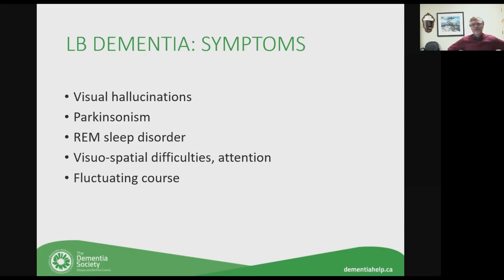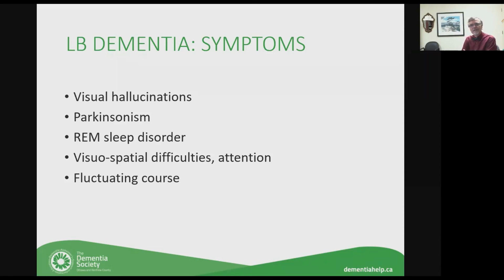REM sleep disorder. Normally when we dream, the body has a protection mechanism that turns off all physical motor activity. So when we dream, we actually don't move our arms and legs, because if we did, we'd be hurting ourselves or others, and that wouldn't be a good thing. Unfortunately, in REM sleep disorder, that's exactly what happens. You're not paralyzed, which is the normal way to be. You're actually acting out your dreams.